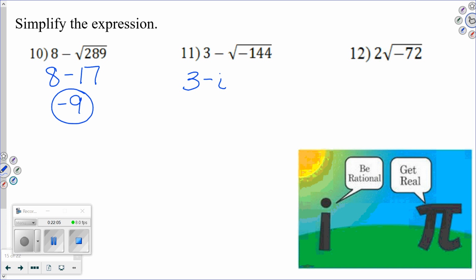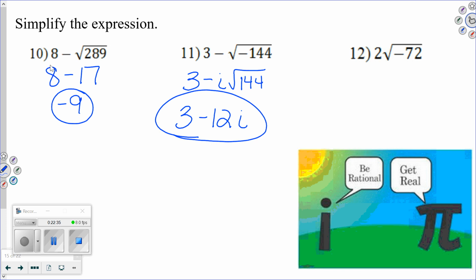So this is 3 minus I times the square root of 144. That negative comes out by bringing the I out. Square root of 144 is 12. So I have 3 minus 12I. Can I put those together as -9I? Why not? Right, one is an I, one does not. They are not like terms. I am done here. I just want to make sure we can see that difference, right?